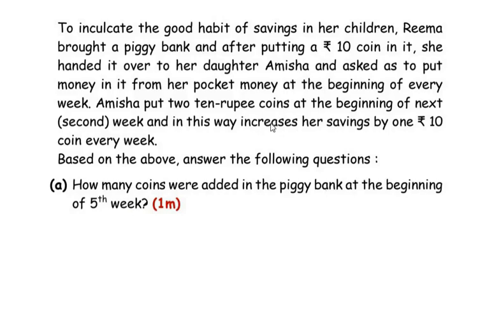So let us try to understand the question first. Reema wanted to teach her children the good habit of savings, that is saving money. So she bought a piggy bank and she put in that piggy bank 1 ₹10 coin and then she handed it over to her daughter Amisha and she asked her to save money in that piggy bank. So in the first week, Reema had put 1 ₹10 coin in the piggy bank. Now Amisha put 2 ten-rupee coins at the beginning of the second week. So in the second week, Amisha is going to add 2 ten rupee coins. Now likewise she is going to add 1 more coin at the beginning of every week. So in the third week she is going to add 3 coins in this piggy bank and it goes on. So here we need to find out how many coins were added in the piggy bank at the beginning of 5th week. So let us generate the sequence first for the number of coins added each week.